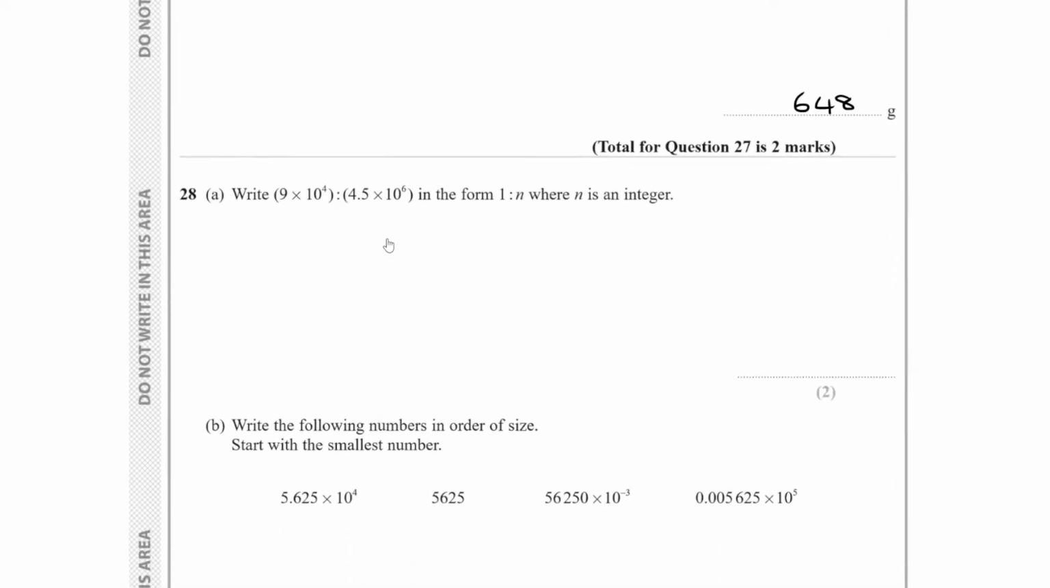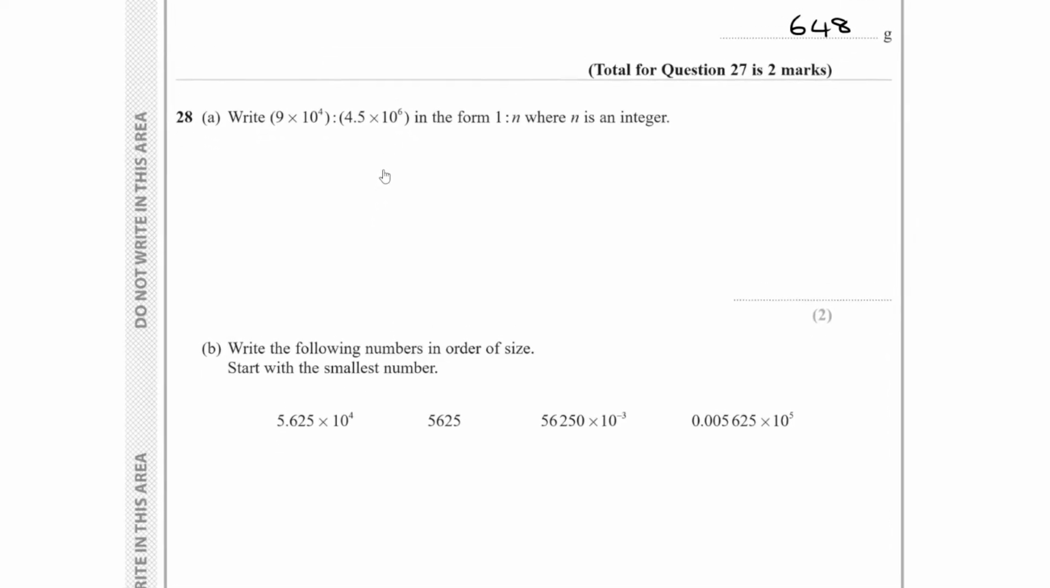And I think this is the last bit here. So we've got part A, write 9 times 10 to the power 4 to 4.5 times 10 to the power 6 in the form 1 to n, where n is an integer. So vertically, they want this side to be 1, and this side we need to figure out.